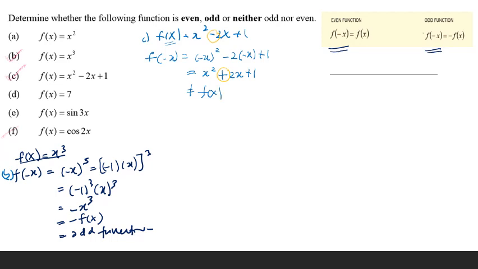So we have checked the criteria for even. So it is not even. Not even, so we need to check also for the odd function. Is it equal to negative f(x)? Since it is not equal to f(x), automatically it is also not equal to negative f(x). So it is not odd. So the answer is neither.